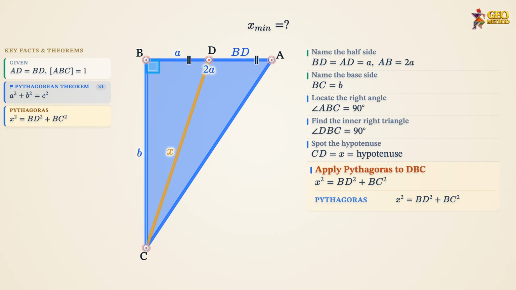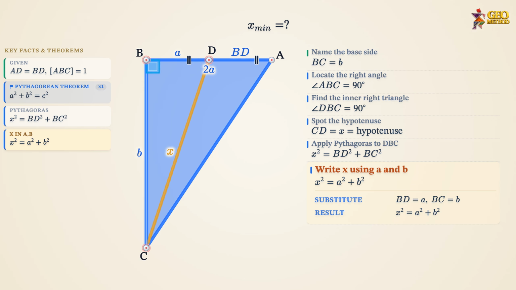Apply the Pythagorean theorem to the green triangle. The hypotenuse squared equals the sum of the squares of the two legs, so x squared equals segment BD squared plus segment BC squared. Now put in our names. Since segment BD is a and segment BC is b, the relation becomes x squared equals a squared plus b squared. This is the quantity we want to make as small as possible.